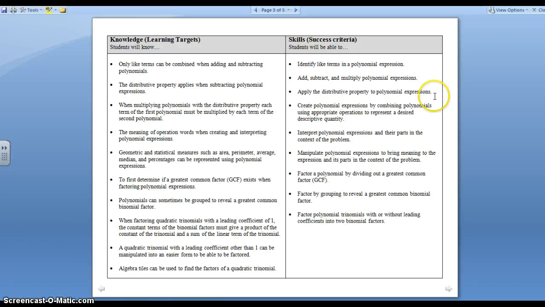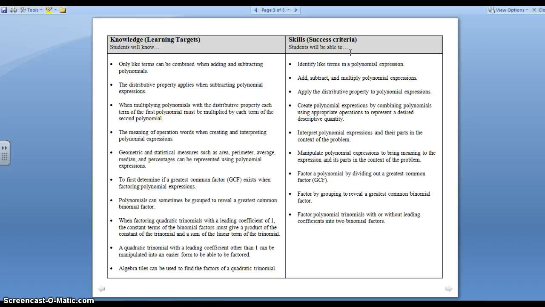Skills or success criteria. This is what students are expected to be able to do to demonstrate their acquired knowledge. Again, notice the bulleted list completes the phrase, "Students will be able to." The conceptual knowledge and skills work together to scaffold the understandings of the original big ideas of the unit. You may want to think of the knowledge statements as what students need to know, and the skill statements as what students need to be able to do.